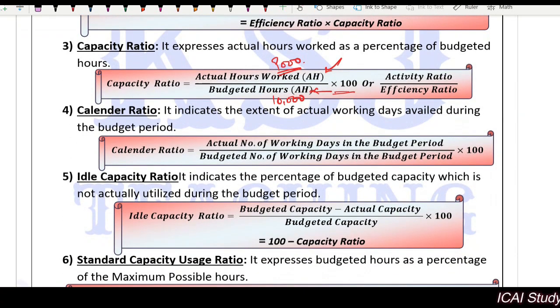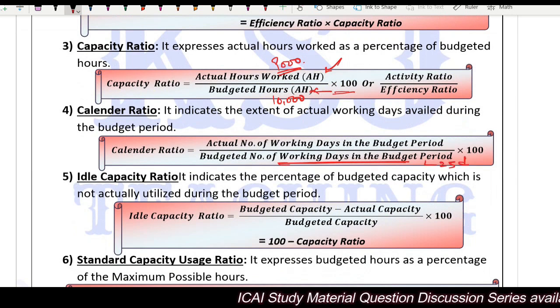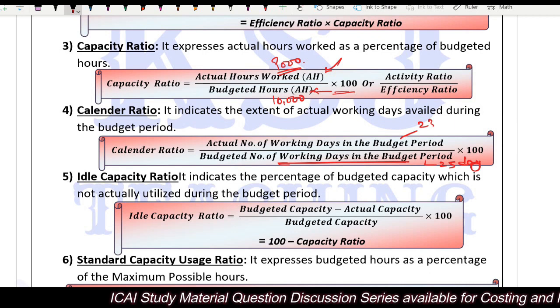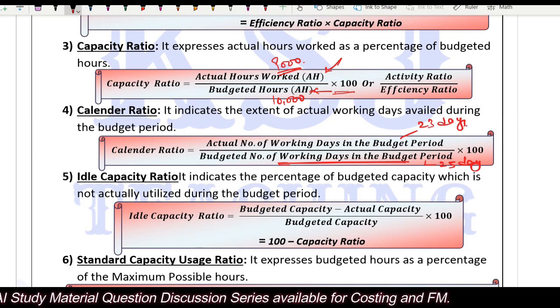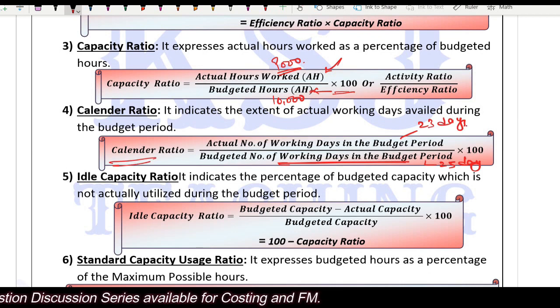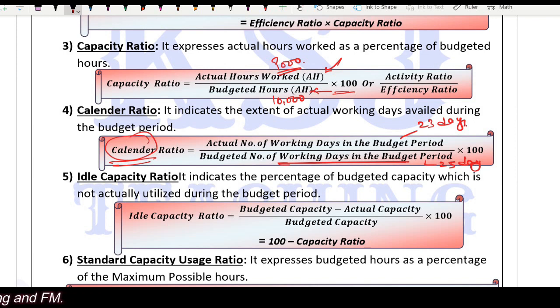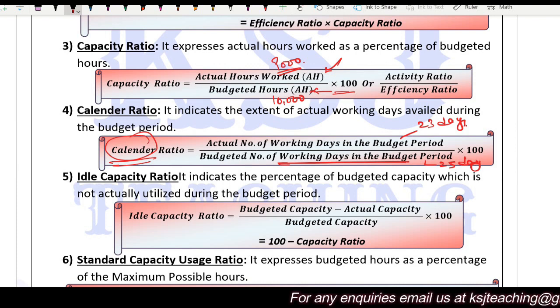Calendar ratio is about the budgeted number of working days in the budget period. You plan that you will work for 25 days, but actually you work for 23 days. So this is the calendar ratio. Whenever this word calendar comes, it always comes with the number of days: actual number of working days in the budget period divided by budgeted number of working days in the budget period multiplied by 100.